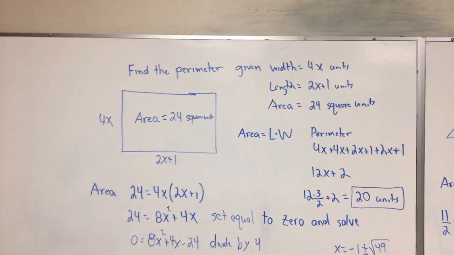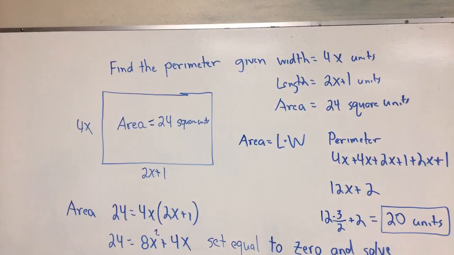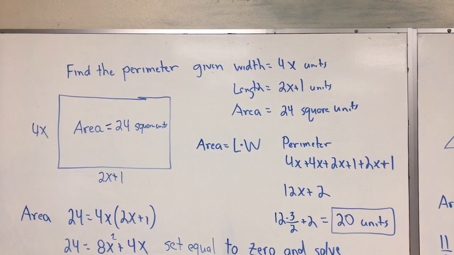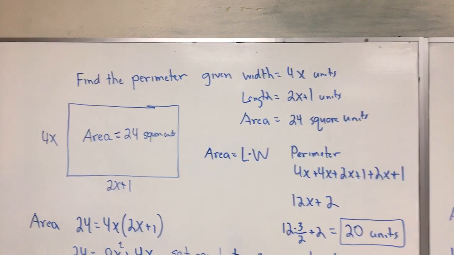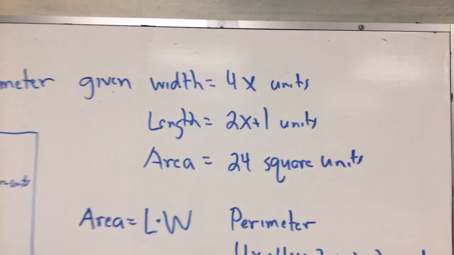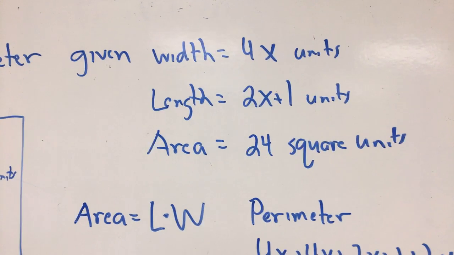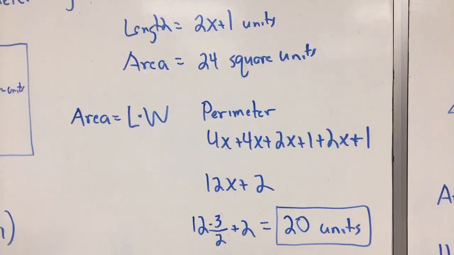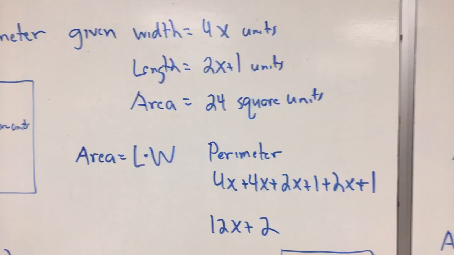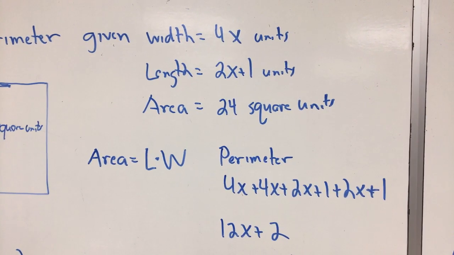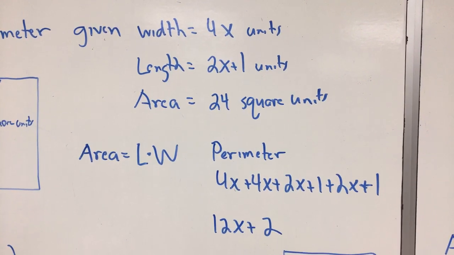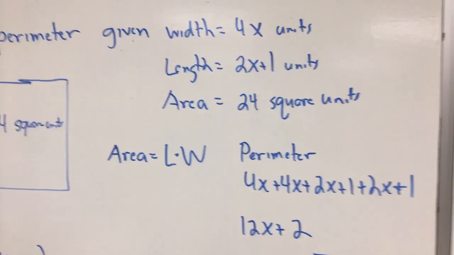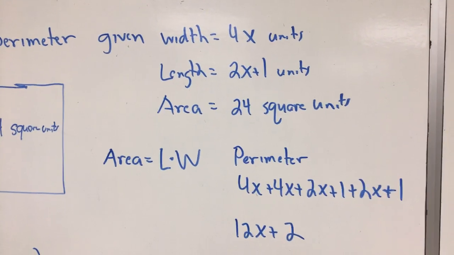So here's the first problem. It says find the perimeter, given that the width is 4x and the length is 2x plus 1, and the area is 24. All right. Now some of you, once again, getting cute, and you're telling me, yep, find a perimeter. Well, there it all is. You just add it up and you say it's 12x plus 2. Well, if we were in 6th grade, I'd probably buy that, but we're not.